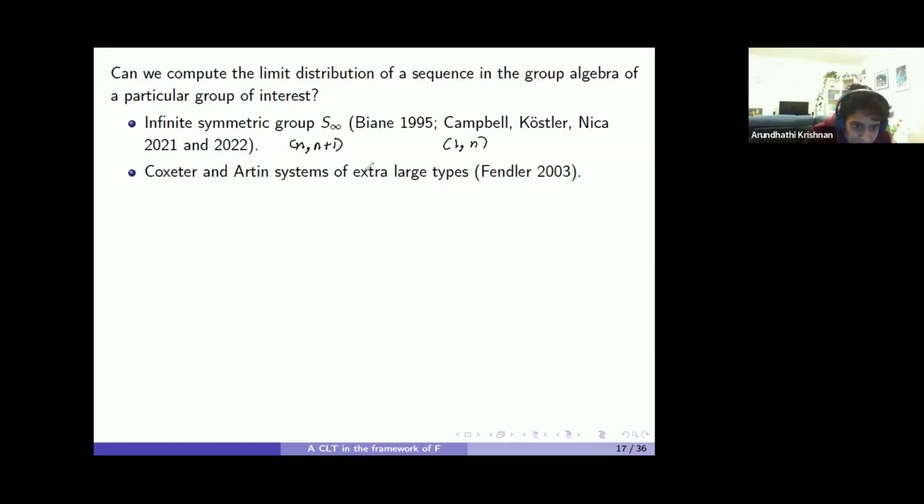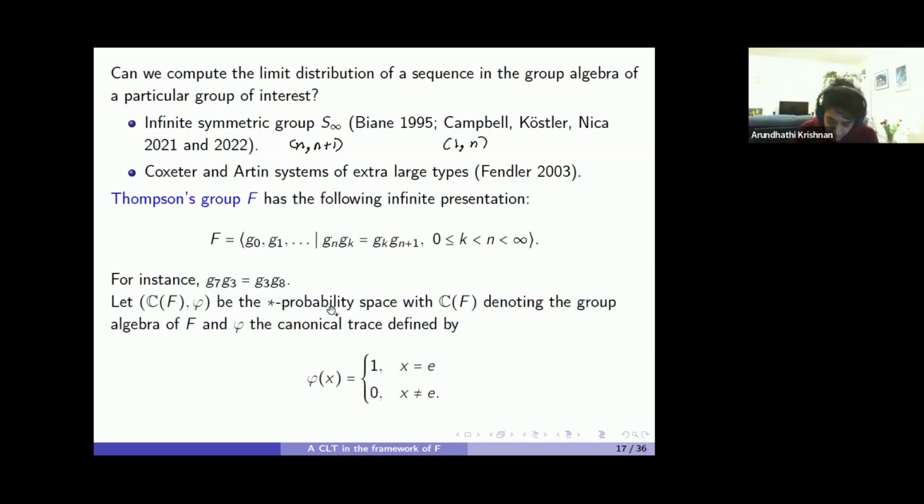So, next slide. The group that we're looking at is Thompson's group F, which has this presentation given here. It's a fairly easy presentation. There are infinitely many generators, g_0, g_1, and so on. The convention is to start at g_0 rather than g_1. And the relations satisfied by the generators are given here.